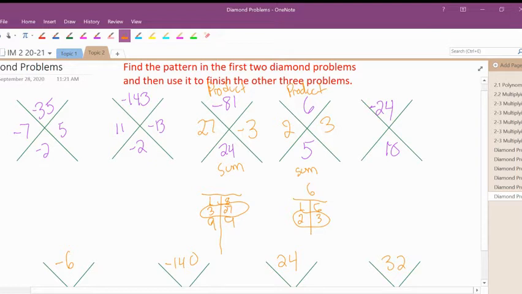Now we got negative 24 and 10. If you're thinking negative 2 and negative 12, well, you're wrong, because a negative times a negative would be positive. So they have to be opposite signs. So we do this, but now it doesn't add up to 10.